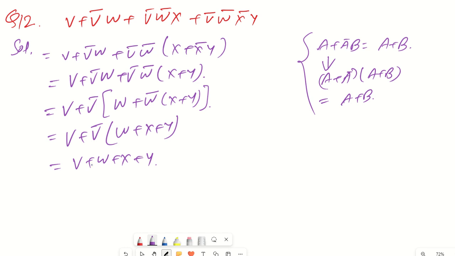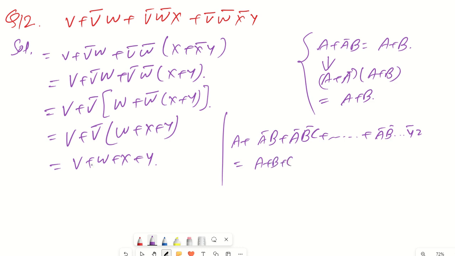You know already there was one more formula that I had taught you, let us say I'll write it in capital: A + ĀB + ĀB̄C + and so on, up to Ā B̄ ... Ȳ Z. Then you are going to get A + B + C up to Z. A + B + C + up to Z. So this is the form that is there in this as well.